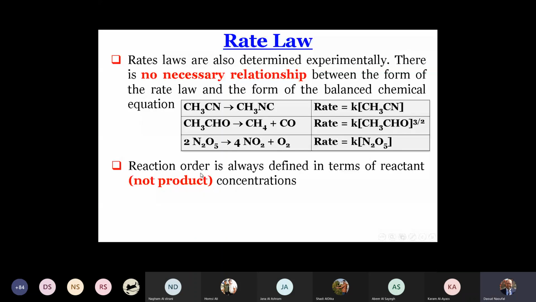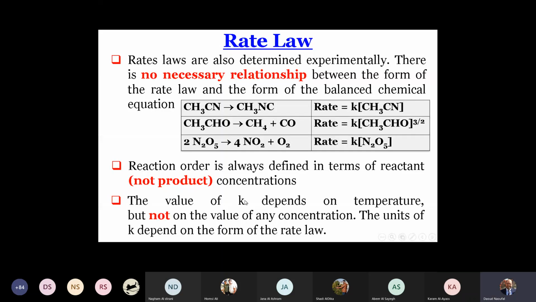The reaction order is always defined in terms of the reactants and not the product concentration. R of the first reaction is given according to CH3CN and never according to CH3NC. In the decomposition of N2O5, the rate law expression should be expressed as a function of N2O5 only and not as a function of NO2 and O2. This is an important point: define the rate law expression according to the reactants only.